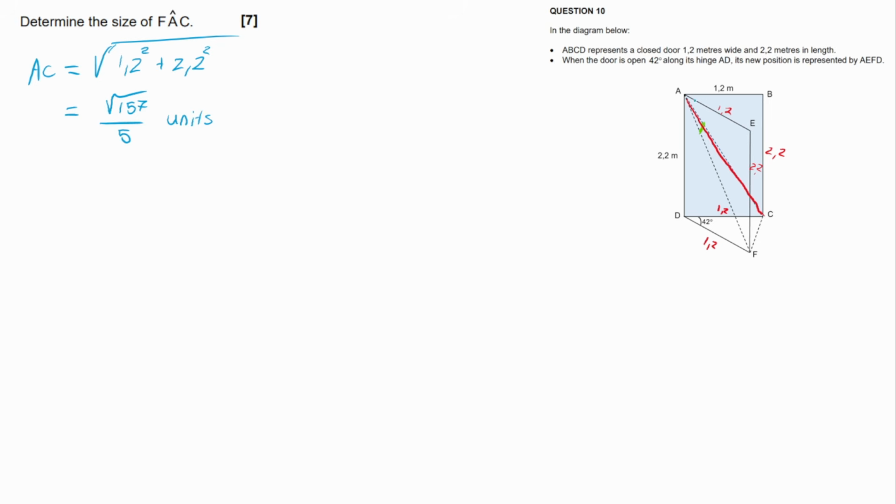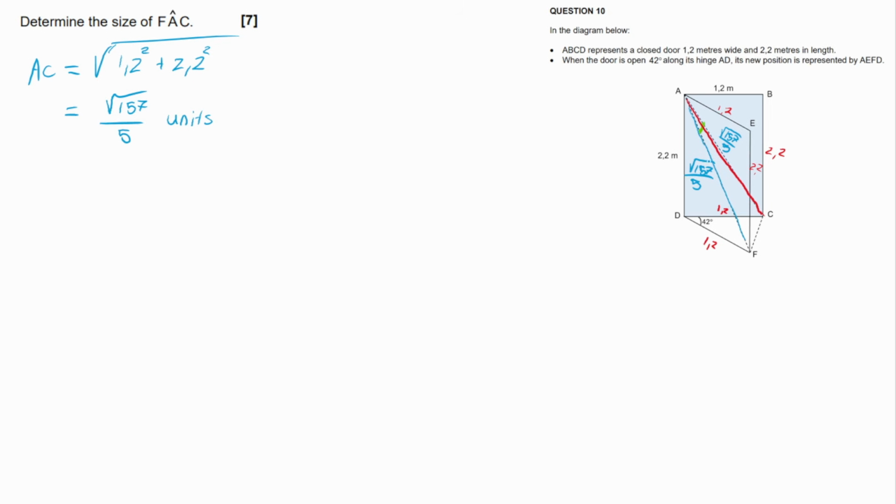So we know what this length is, root 157 over 5. On the other side, it's the same door, so it's the same diagonal, just moved to a different position. Its length hasn't changed. If you open the door, its diagonal doesn't change. So this length over here is also root 157 over 5.